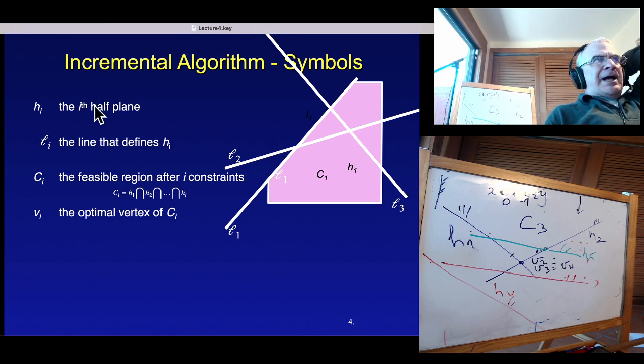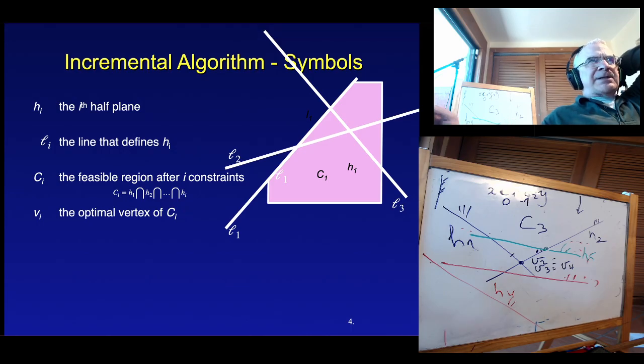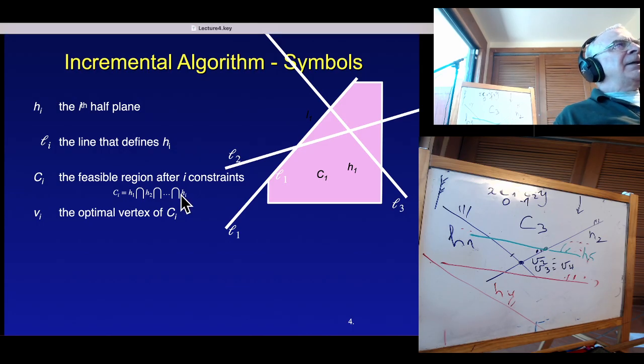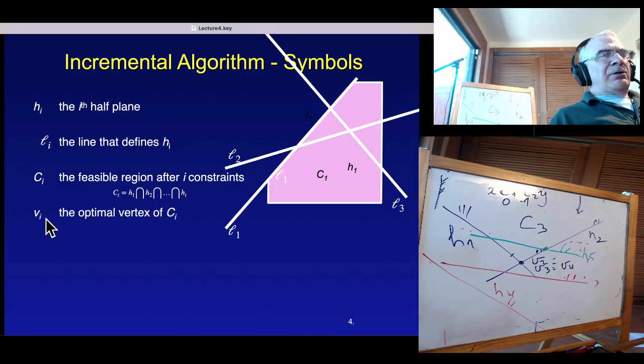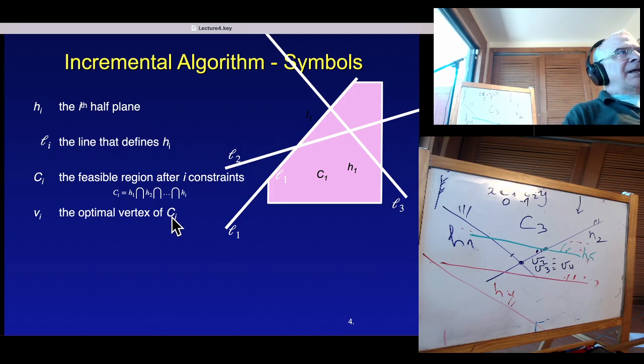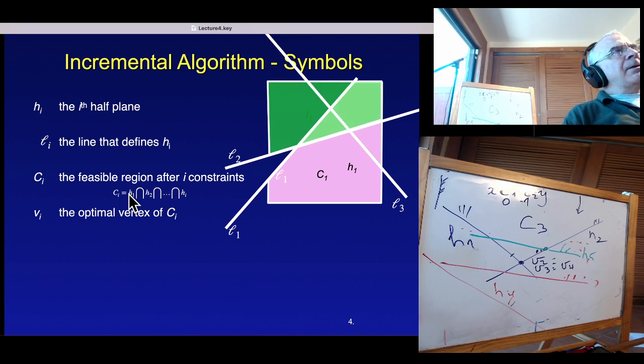hi, the ith half plane. We always have the intersection of h1 intersected with h2, all the way up to hi. I don't know anything about hi plus 1, hi plus 2, etc. Don't care yet. And vi will always be the optimum solution of the cost function inside the feasible region Ci, defined as the intersection of the first i half planes. This is Ci. Okay, don't forget it.